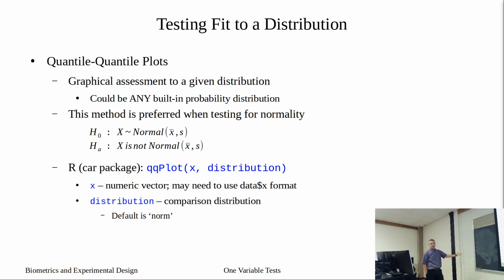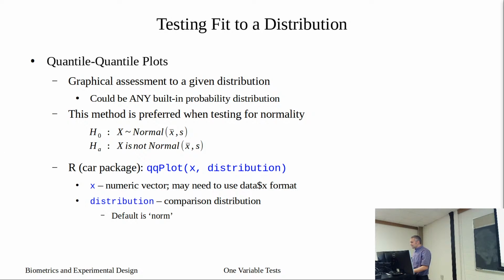Now, normally though, we're going to compare our variable to a normal distribution to test it for normality. So our null hypothesis for this assessment, it's an assessment, not a test, is that our variable is normally distributed, defined by our mean and standard deviation. Our alternate is that it's not normal. So we're going to use the car package. You're going to have to load up the car package.